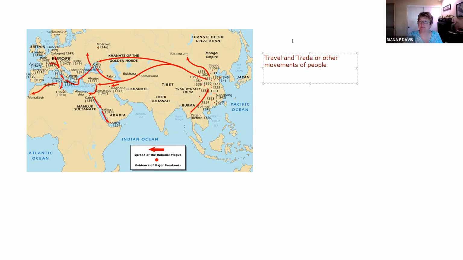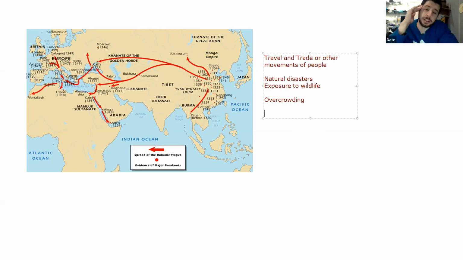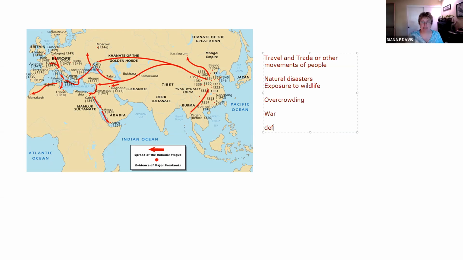Nate, go ahead. Natural disasters. Yep. Natural disasters, absolutely. Especially if they cause exposure to wildlife, particularly exposure that hasn't been there before. We also see crowding. Crowded conditions increase the spread of a disease. War? Go ahead, Nate. Deforestation? Yep.